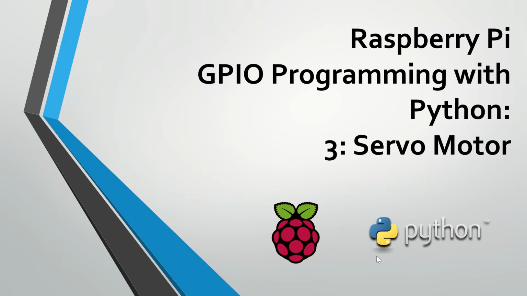In this video, we'll be continuing to program GPIO pins of the Raspberry Pi. For the previous tutorial in this series, you can click on the link above. In this session, we'll control servo motors. First, let's see our connections.